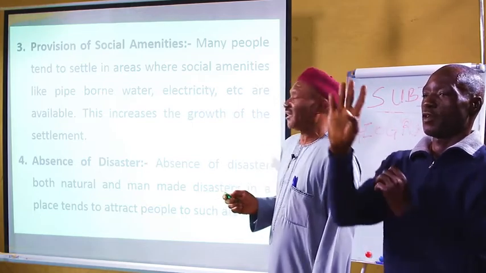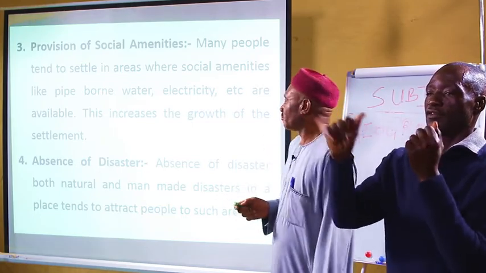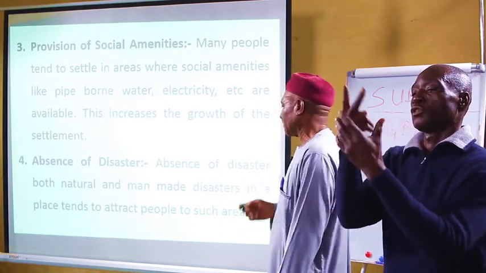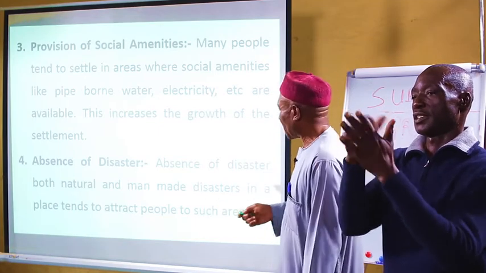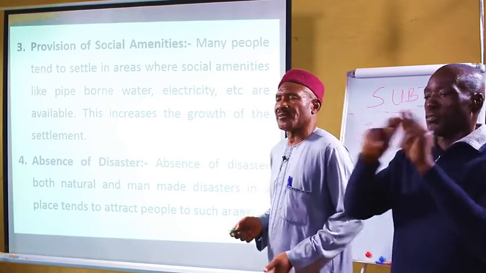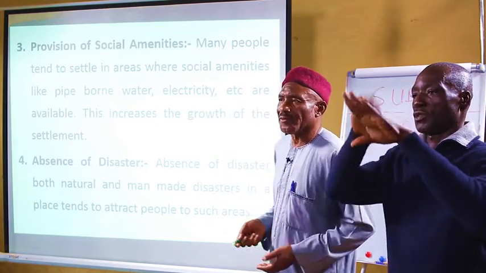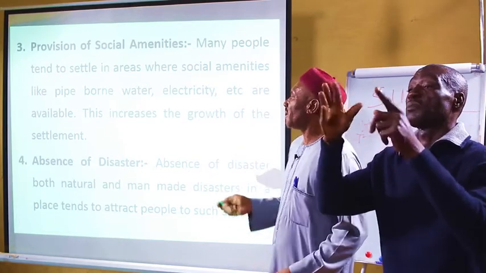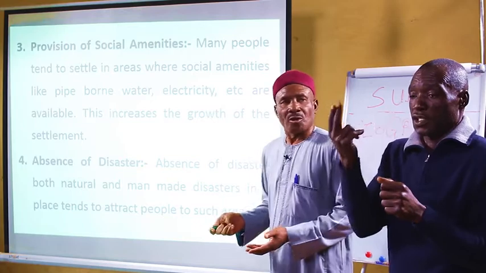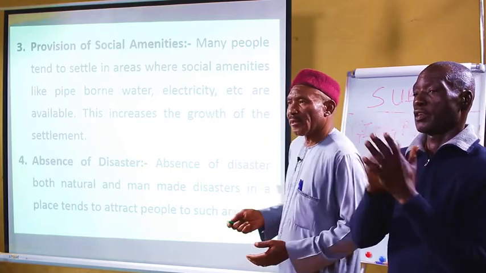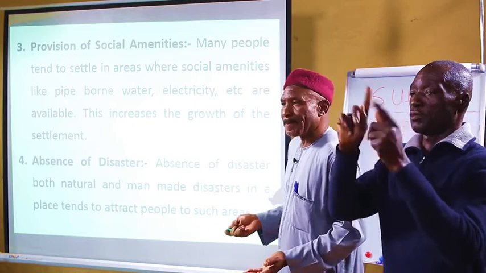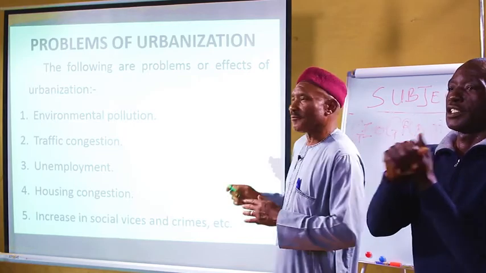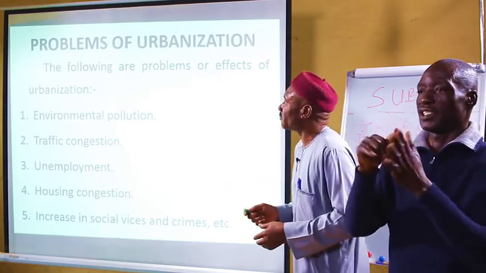Now, the fourth one is absence of disaster. Absence of disaster, both natural and man-made, tends to attract people to such an area. For example, look at places like Maiduguri. Nobody wants to go there because of what is happening there. In an area where you find volcanic eruption or earthquake, you don't expect people to go to that kind of area because of the natural disaster there. So it is very, very important. Absence of that increases population.